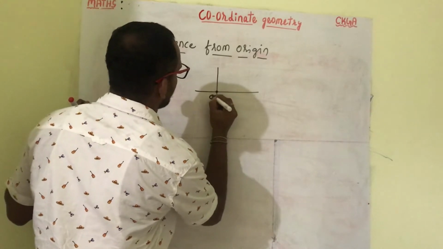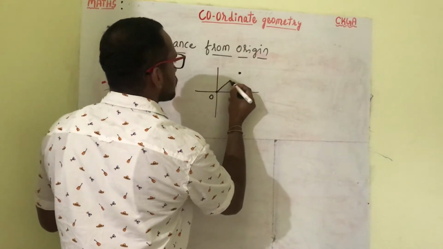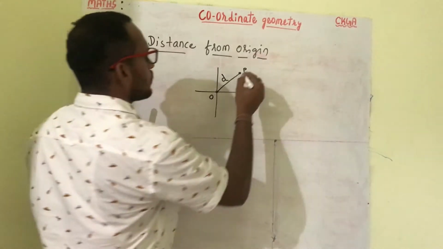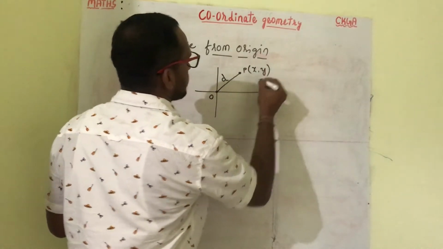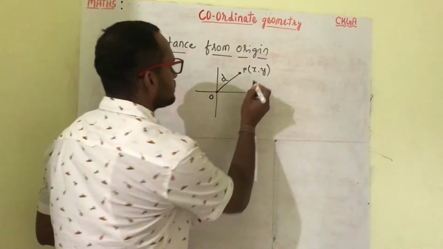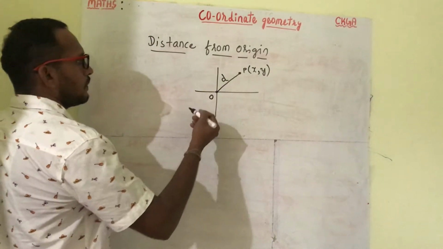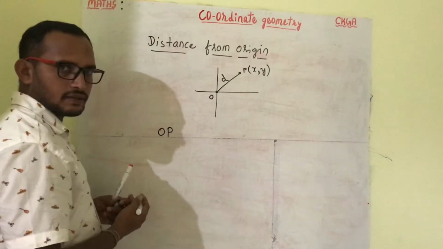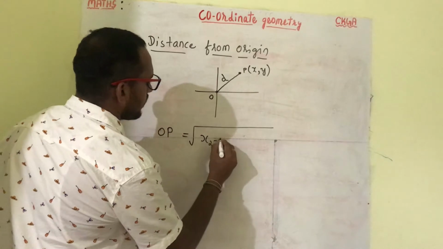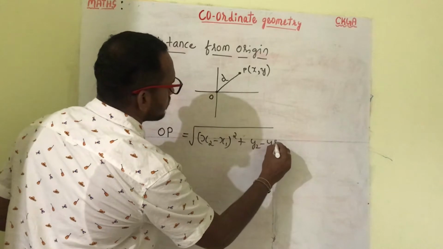Here the point is the origin, and this is a point in a Cartesian plane. You join them, and we get a distance here. I'll call this point P, with coordinates x comma y. I'm not taking x1, y1 here; I'll take P of x comma y as the coordinates of the point P. As you know, the formula to find the distance OP is equal to square root of (x2 minus x1) whole square plus (y2 minus y1) whole square.